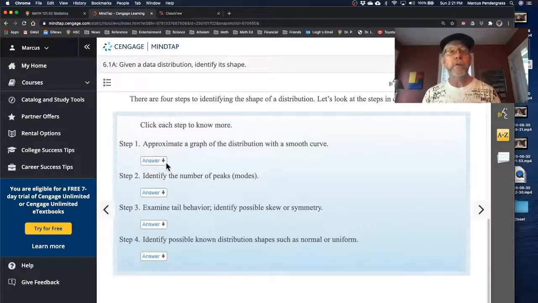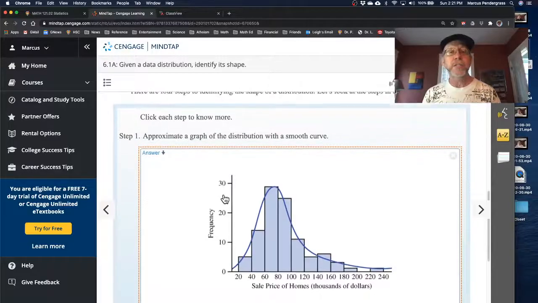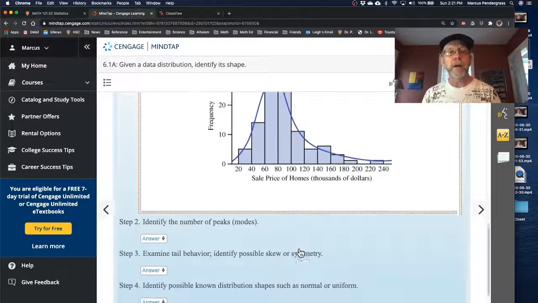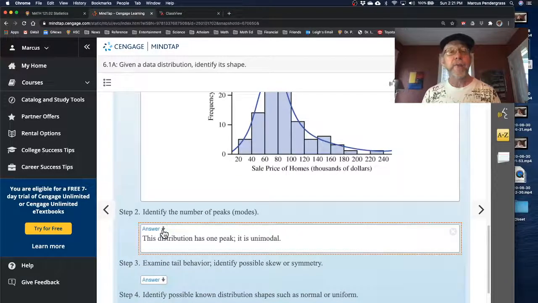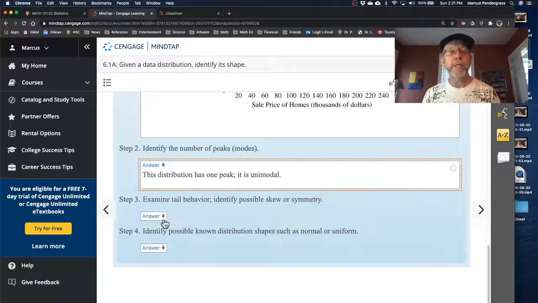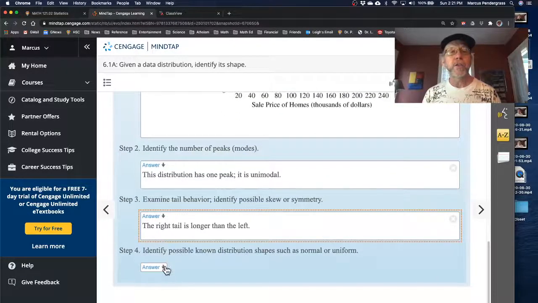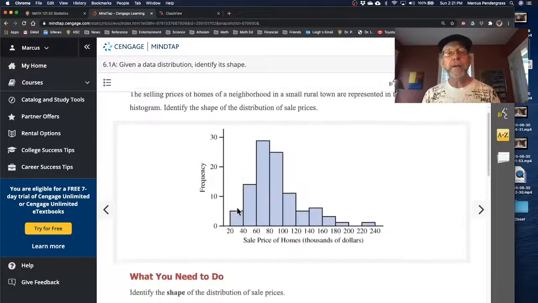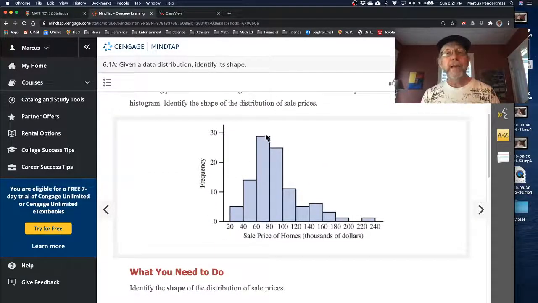And so if you go through their little checklist here, you'll see that they come to the same conclusion. Use a density curve to capture the overall shape, and then categorize it in terms of the number of peaks and the skew, and then talk about the shape as right skewed and unimodal. I would make a further point here that prices of homes are economic variables.